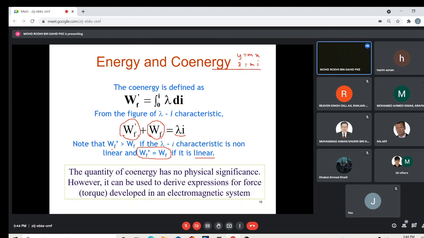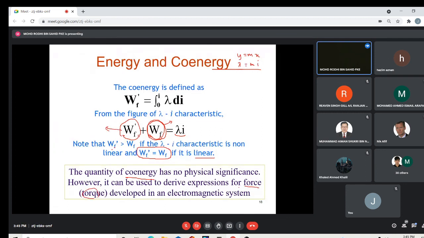And I would like to stress here that the quantity of co-energy has no physical significance. The one that we are concerned with is only the field energy. This is what we want to find because this is the energy stored in the magnetic system. But the quantity of co-energy has nothing to do with the physical magnetic system. However, it can be used to derive the expression for force developed in an electromagnetic system. We can use this co-energy to find the force and also the torque.